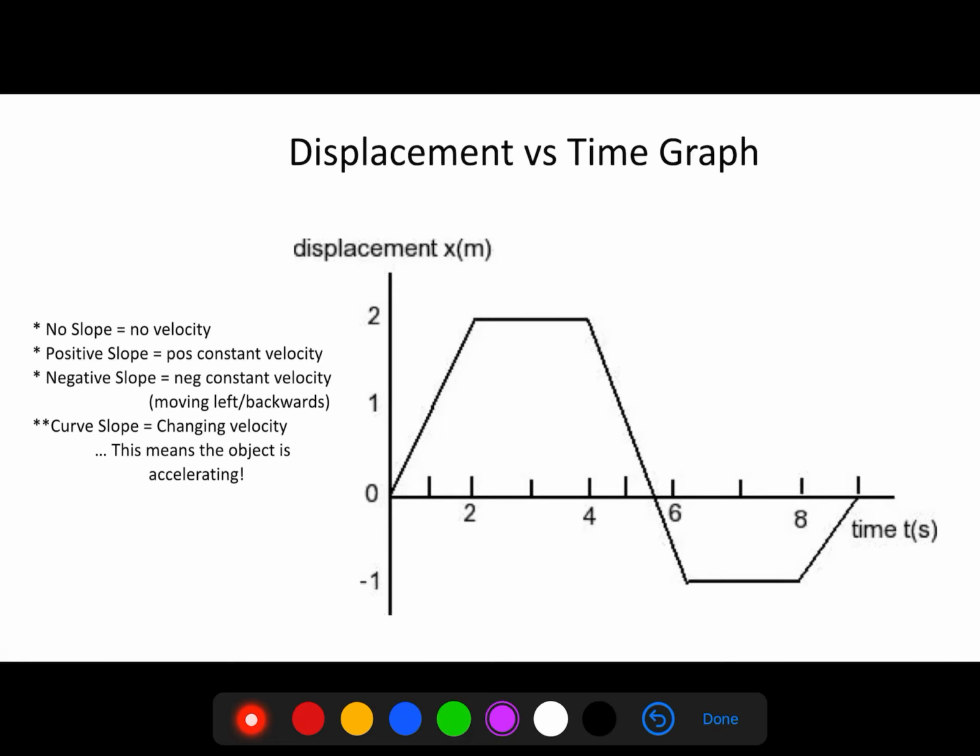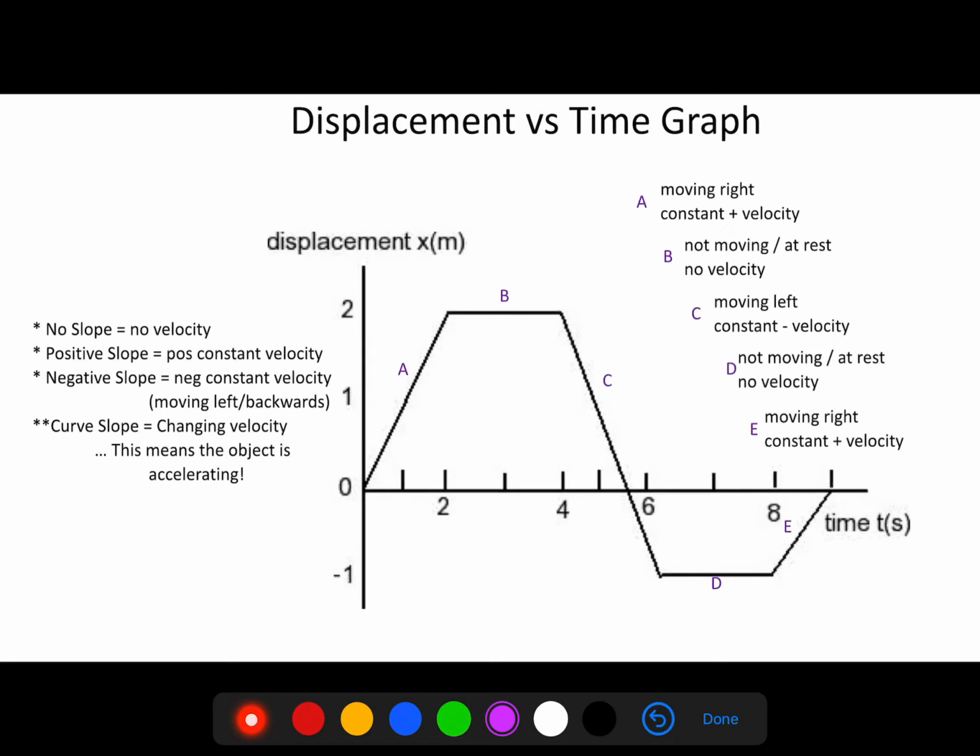And any type of changing slope, curved slope, means that the value for the velocity is changing, which means by definition the object is experiencing an acceleration. And remember, acceleration just means change in velocity over time. It does not mean that it's speeding up or slowing down specifically. It just means that it is changing, okay?